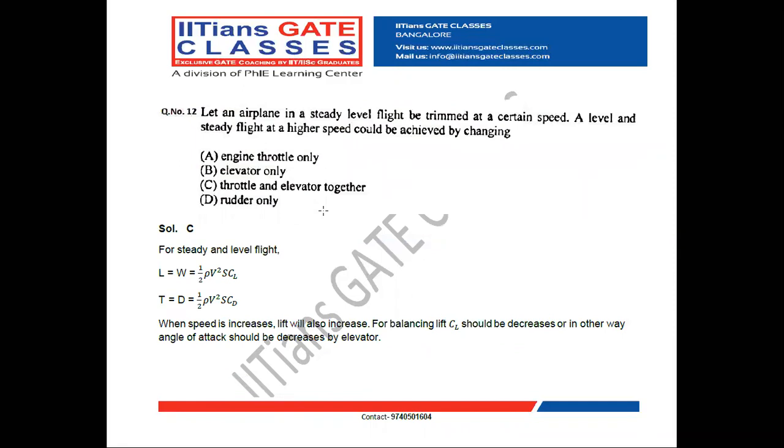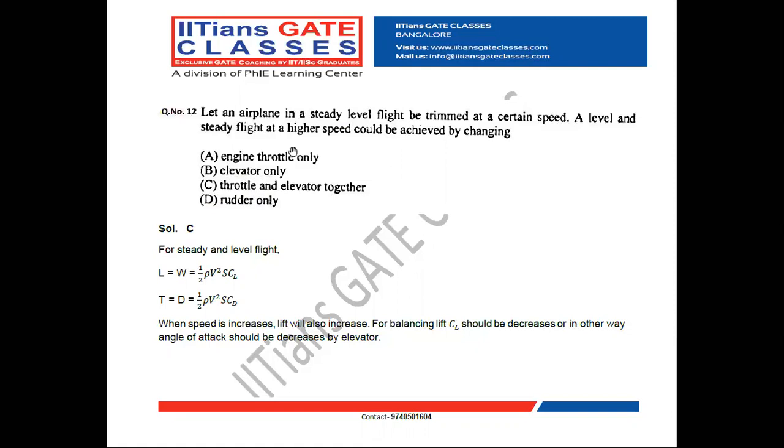Question number 12. Let an airplane in a steady level flight be trimmed at a certain speed. A level and steady flight at a higher speed could be achieved by what? Option A, engine throttle only. Option B, elevator only. Option C, throttle and elevator together. Option D, rudder.